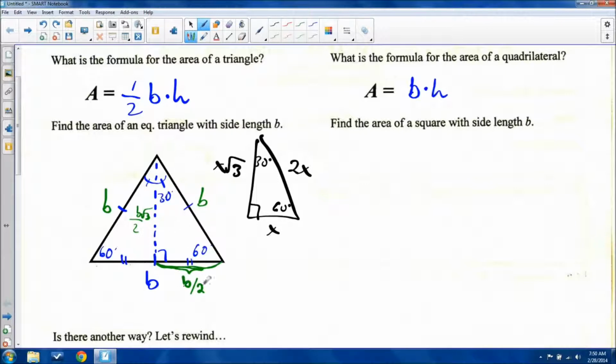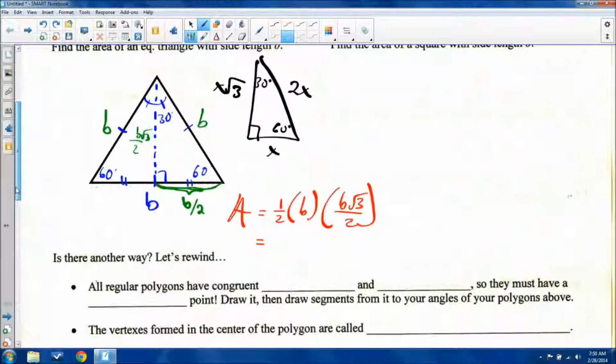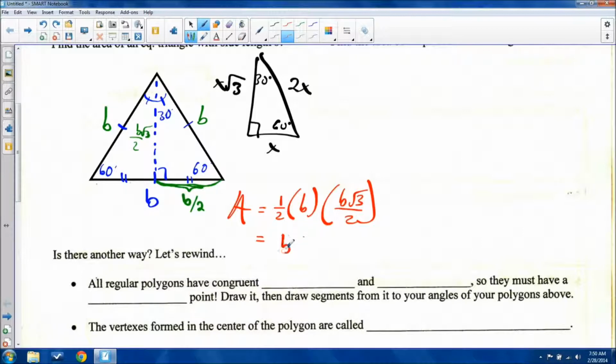This is 30, 60, 90. If this is some length, this will be root 3 times that length. The square root of 3 is some weird number. I don't want to go into it. And this will be twice that, and that makes sense. Okay. So the area of this triangle, by the way, is 1/2 base times height. B times b is b squared. So on top I have b squared times the square root of 3. On the bottom I have 4.